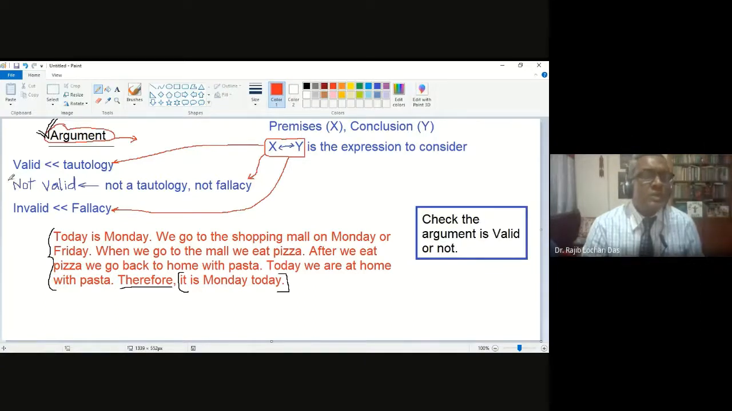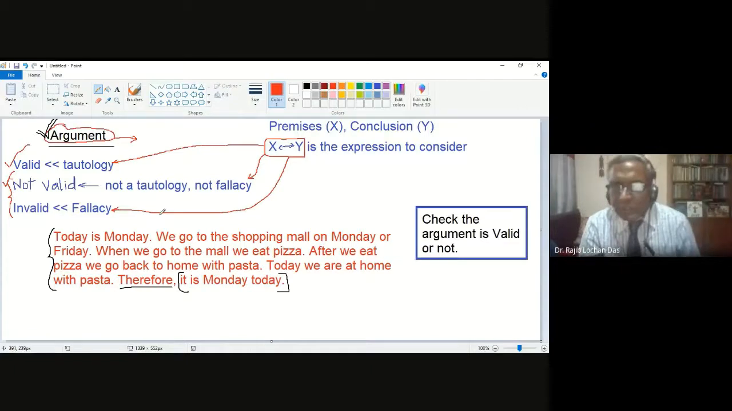So sometimes you can think, okay, valid, not valid. These are the two things. An argument can be valid and an argument can be not valid. So that will be our consideration. But from the expression, there will be three categories. One is the tautology category, and one is the fallacy or not tautology category. So this is the thing.